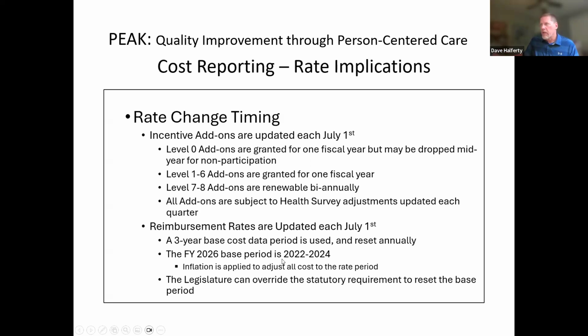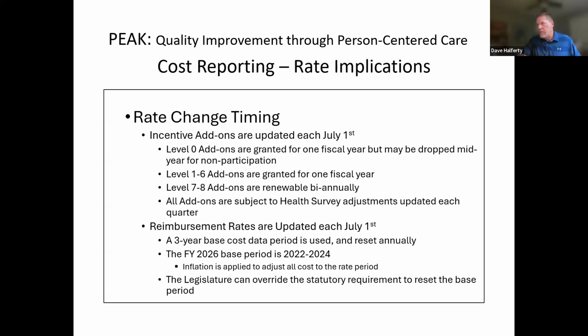Inflation's applied to all of that cost data to move it to the midpoint of the rate period. So even though we've got 2022 costs and 2024 costs that might look different, when you apply inflation, that kind of puts them all to the same point. So it's a fair comparison. And then everything gets boiled down to a per diem in the end anyway. So we're looking at that. Again, if occupancies changed drastically between those years, that would also be reflected in the calculations.